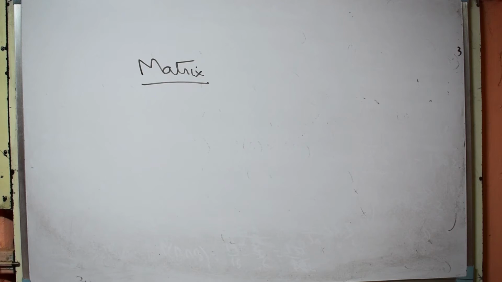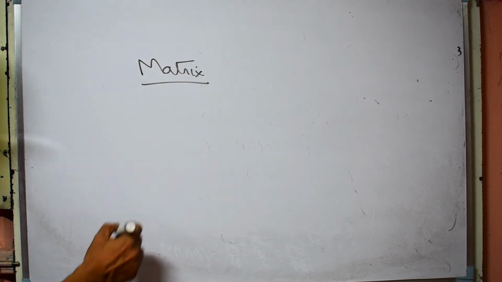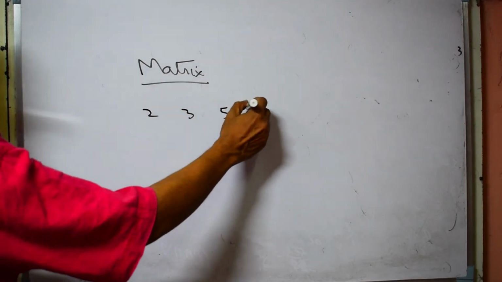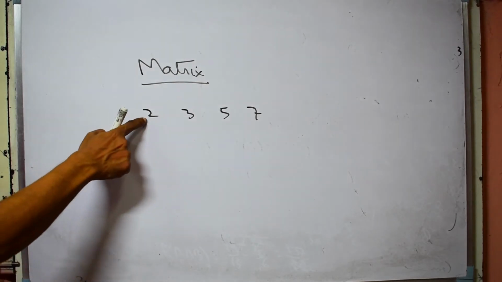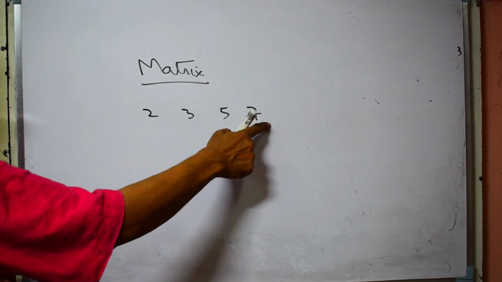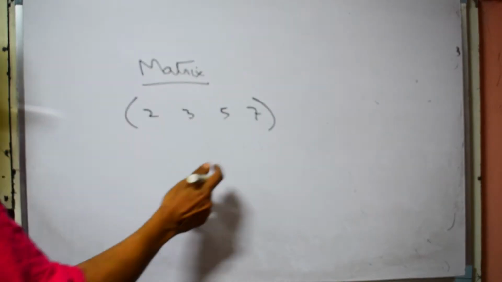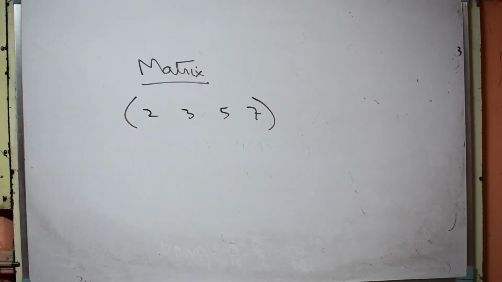Today we will discuss matrix, that is singular, plural is matrices. Now when we are discussing a matrix, there will be some rows and some columns. If I say matrix like this, 2, 3, 5, 7, then we are having one row and 4 columns, and we write this way, there's a bracket. That means this is a matrix where one row we are finding and 4 columns are there.